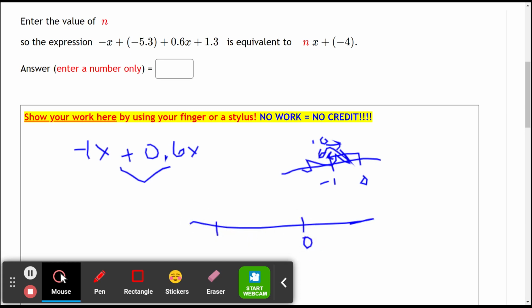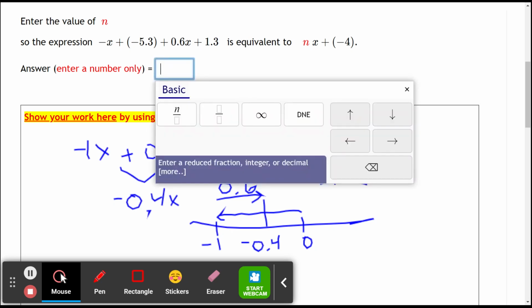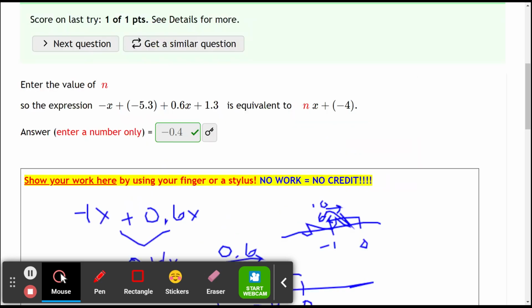0, -1. We're going this way, -1, but then the plus 0.6 means we have to go this way, 0.6. So where do we end up? We end up at negative 0.4 because 1 minus 0.6 is 0.4. That is the answer. That's the number that's negative 0.4x. That should be right here. Negative 0.4. Don't put the x because you're asked to find out what's the coefficient. The coefficient is negative 0.4.